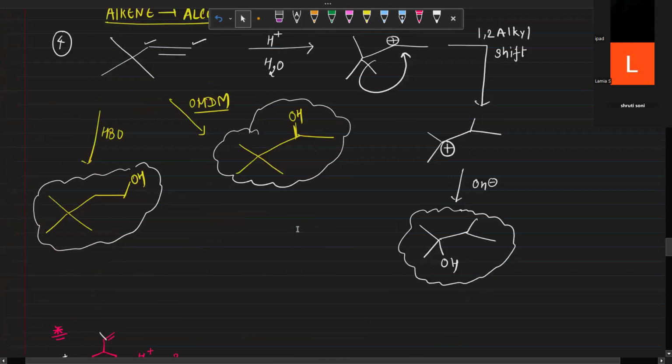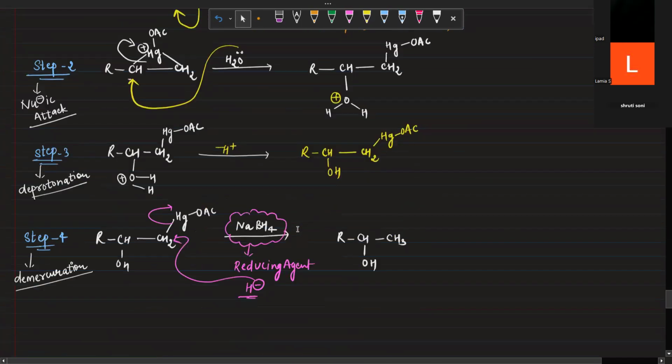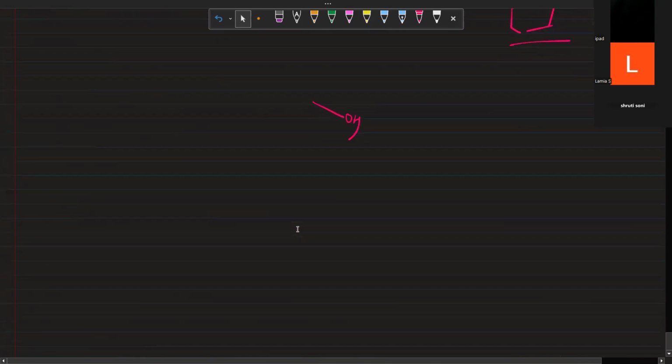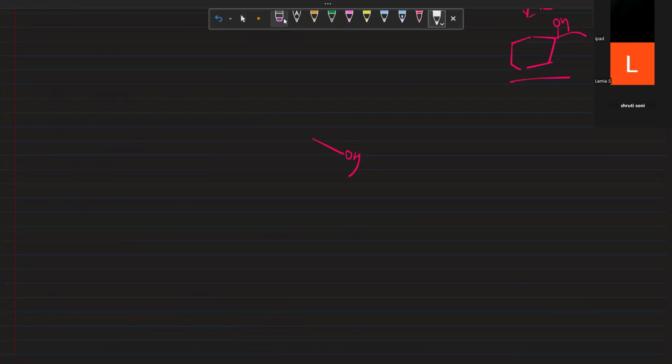Now we are discussing methods of preparation of alcohol. So there are two reactions left. Only one method of preparation we discussed up to now, that is from alkene. There are three methods to form alcohol from alkene.